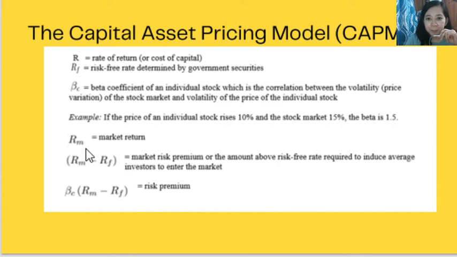R sub M is of course our market return. R sub M minus R sub F is the market risk premium, or the amount above the risk-free rate that is required to induce average investors to enter the market. If we multiply the beta coefficient with the market risk premium, this is actually what we call the risk premium.